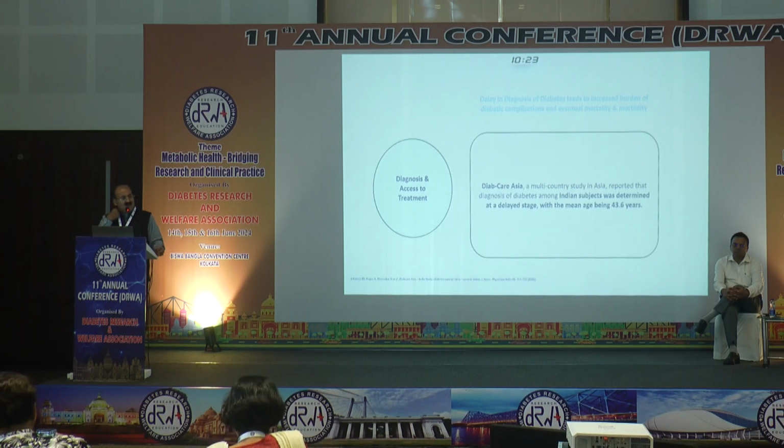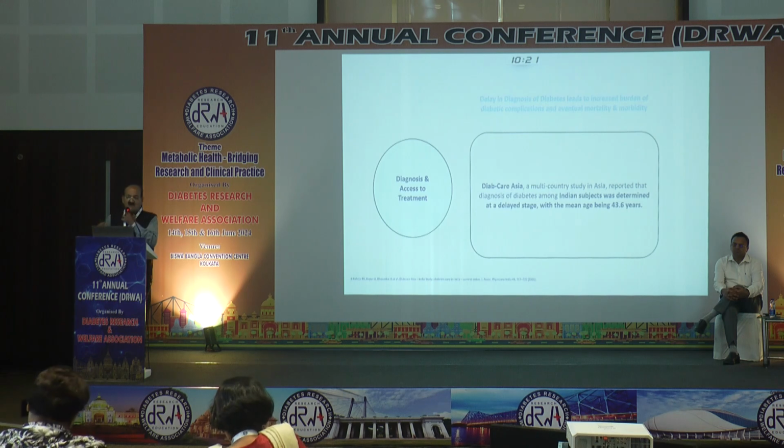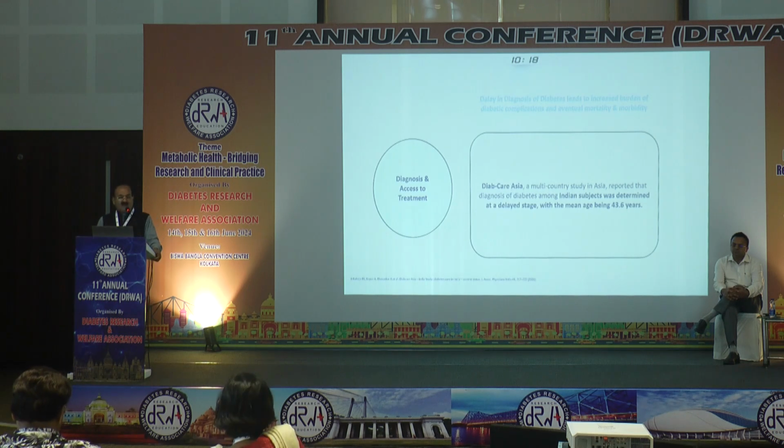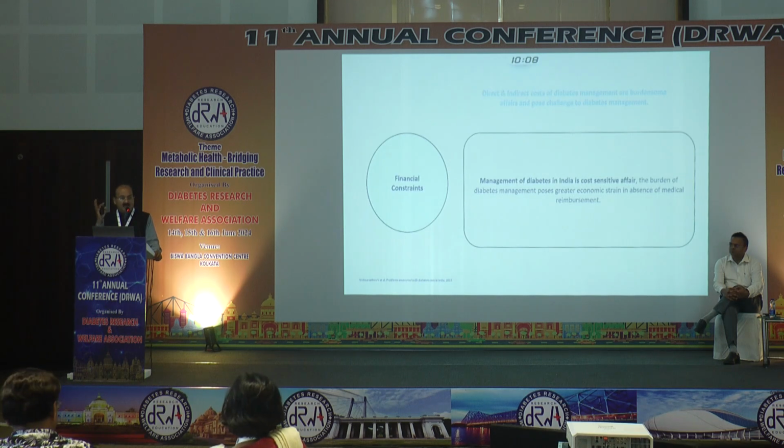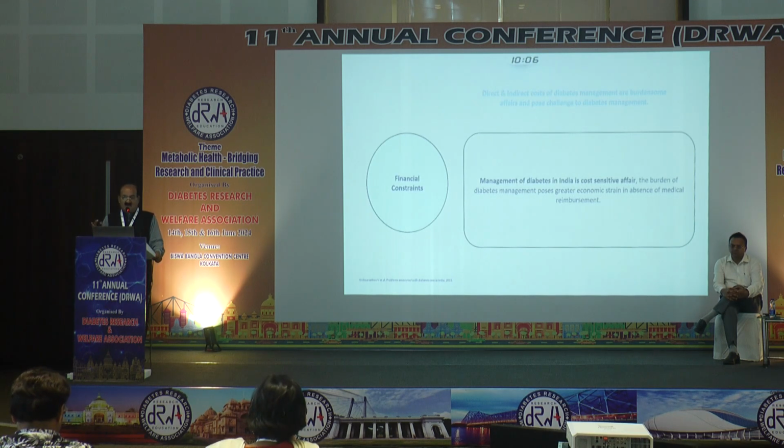And almost 20 years ago, in 2005 or 6, I presented my own data in RSSDI, talking about 40% of patients, right at the time of diagnosis, having one or the other micro or macroangiopathy. Retinopathy, background, we saw in almost 16% right at the time of diagnosis, and neuropathy was again seen in about 19% of the patients.